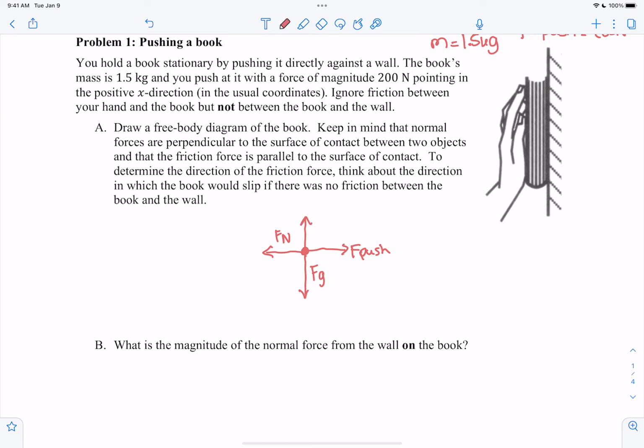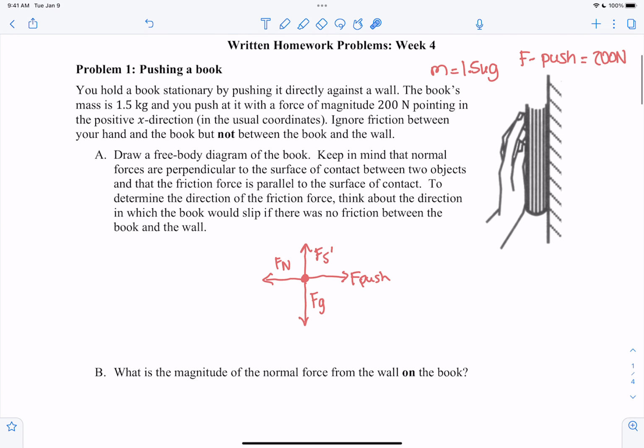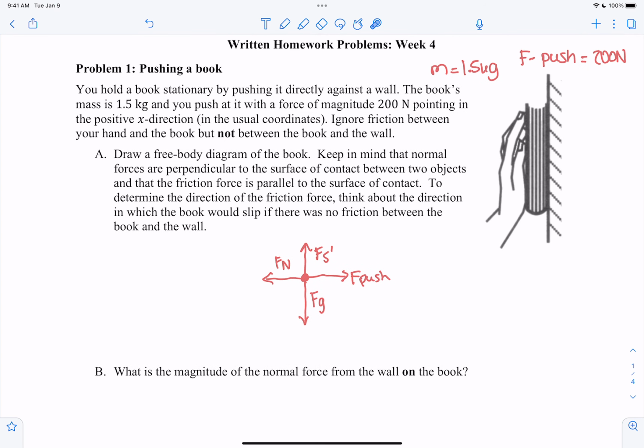So it'd have to point upwards like that, Fs prime, and then that would have to be also proportional to the length of Fg, because once again, the book is held stationary, so we don't want any net forces in the x direction, and no net forces in the y direction. So that is our free body diagram.